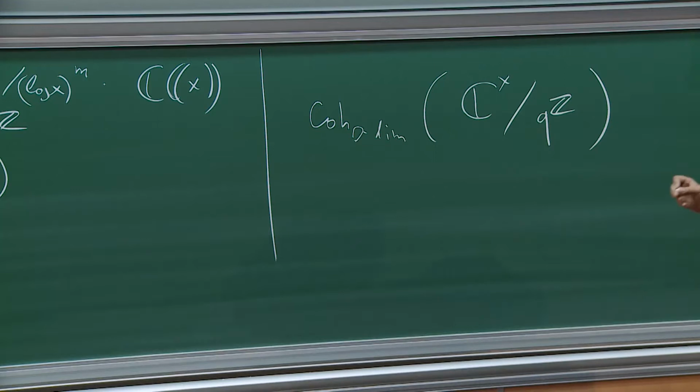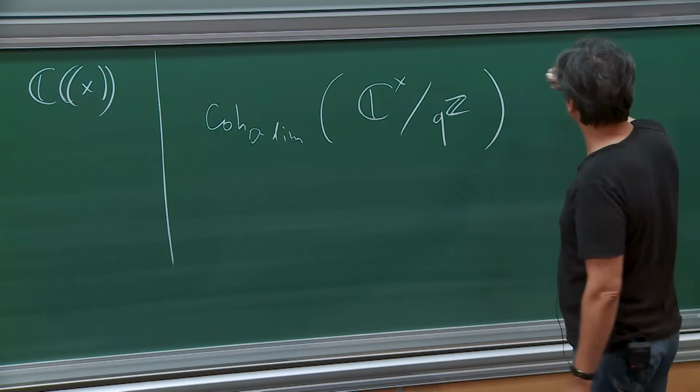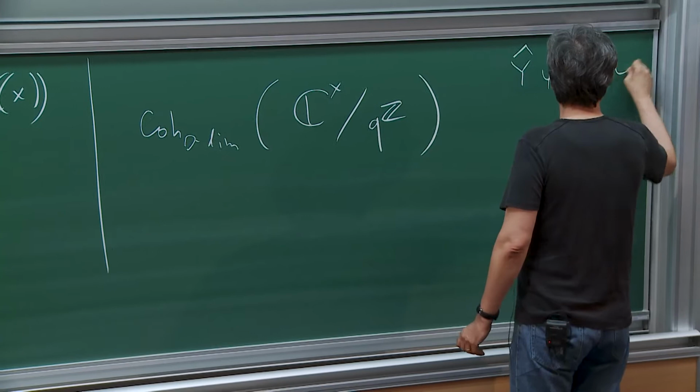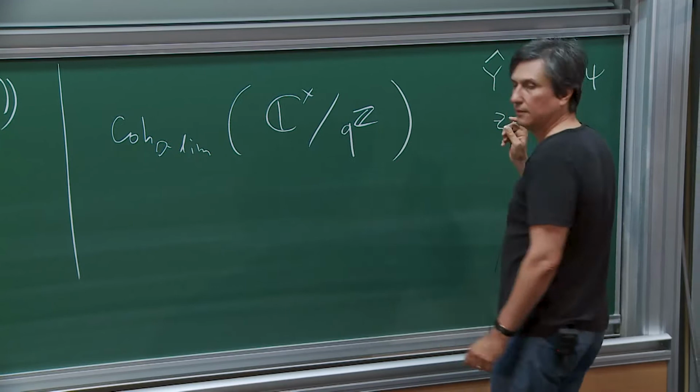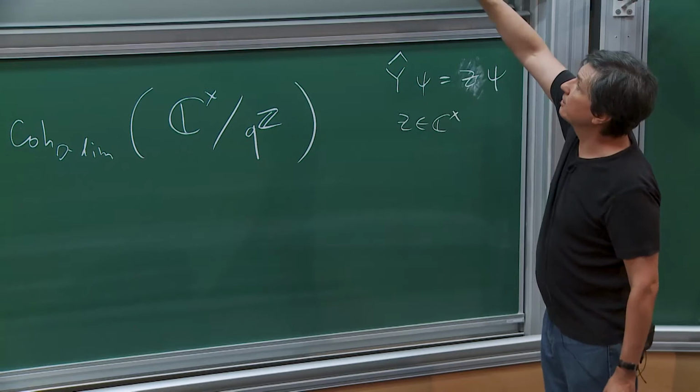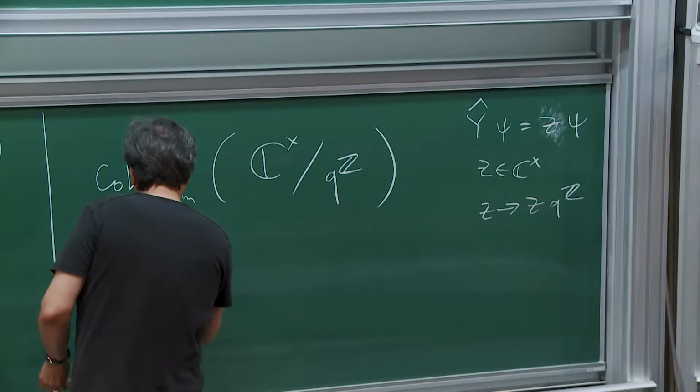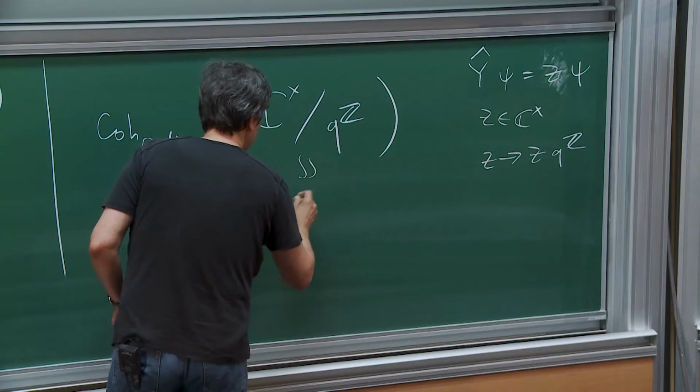By essentially the same reason. Yeah, you have, for example, a basic model. When you write the equation, something like y hat of psi is equal to lambda psi, some kind of z psi. You write this equation where z belongs to C star. But when I replace psi by x to the power n psi, you multiply z by some integer power of q. And this thing is now a kind of transcendental map. This thing is isomorphic to an elliptic curve.